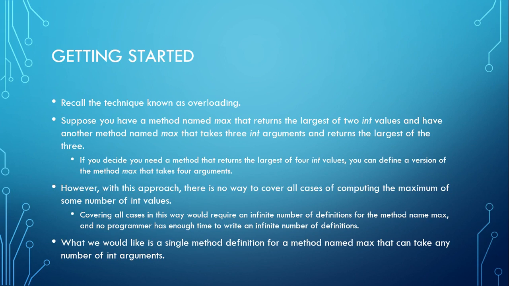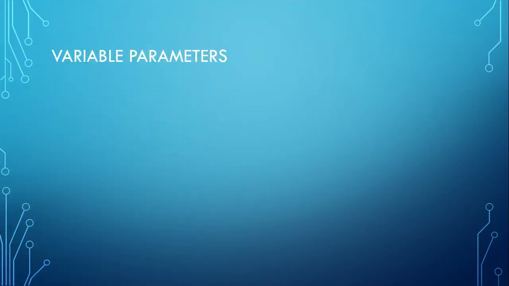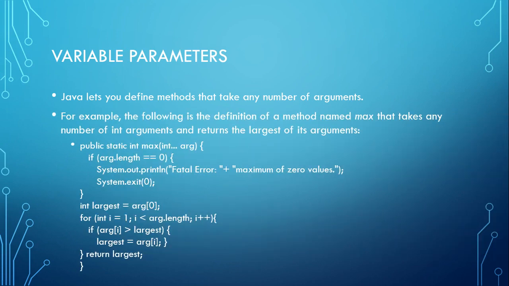So what we would like is a single method definition for a method named max that can take any number of int arguments. The nice thing about Java is it allows us to define methods that take any number of arguments. For example, the following is the definition of a method named max that takes any number of int arguments and returns the largest of its arguments.